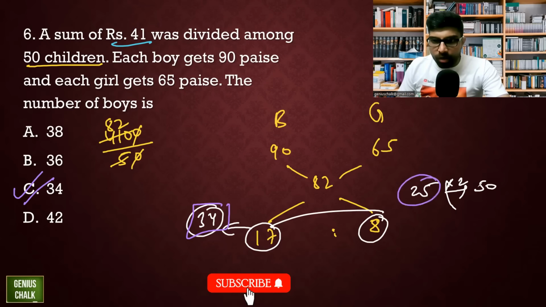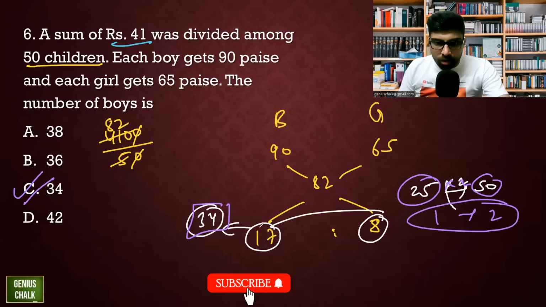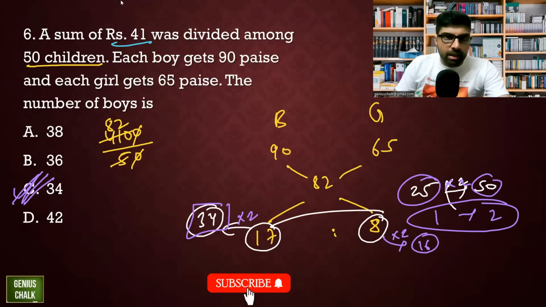Like 25 units is 50. So it is a multiplying factor of 2. Like we can say 1 is equal to 2. So 17 is equal to 17 into 2, 34. If the number of girls were asked, 8 into 2, 16. So in this case, option C is my right answer.